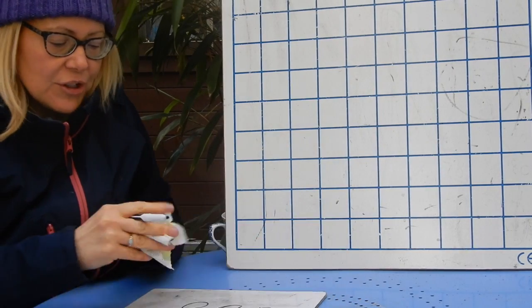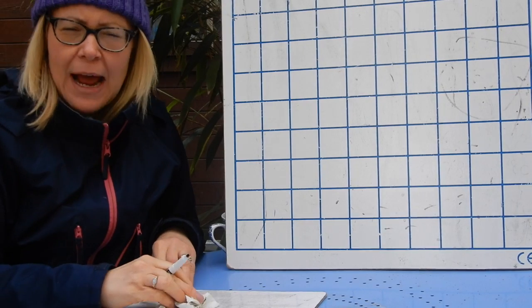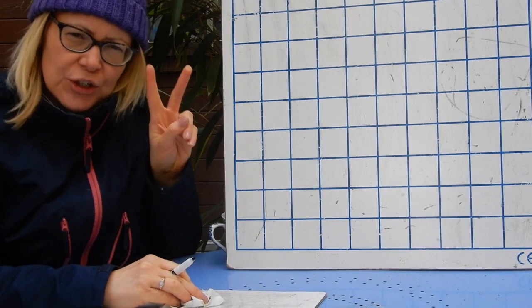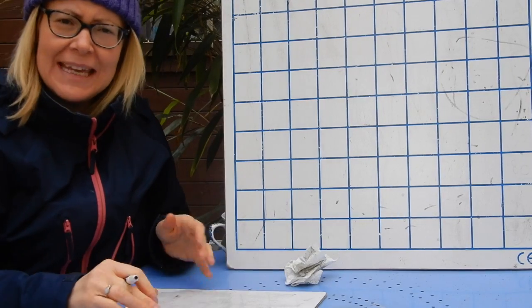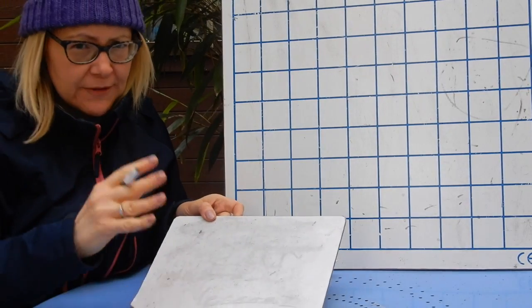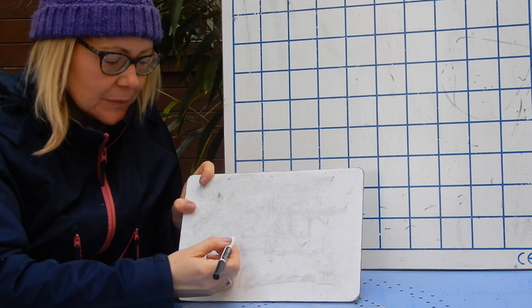Right, now I want you to write on your board the digraph ow, like when you're frowning and you say ow. 2 letters making 1 sound for this digraph. What 2 letters do you need, and in what order? Pause the video if you want to think and write. I'm going to do it with you now.